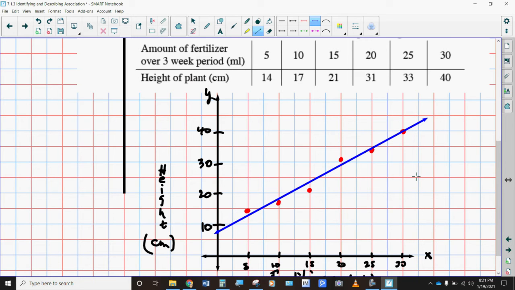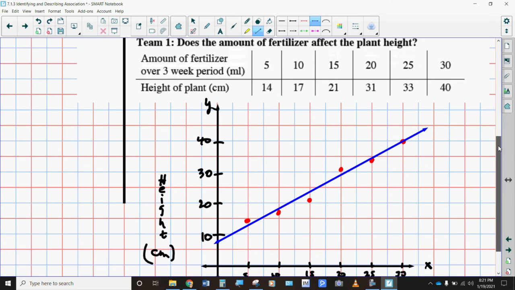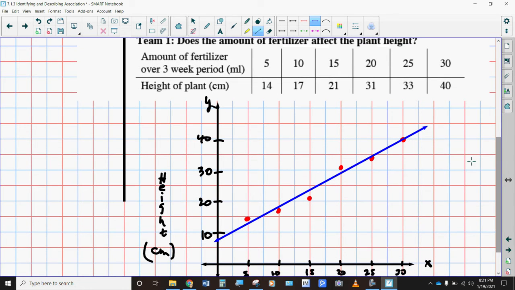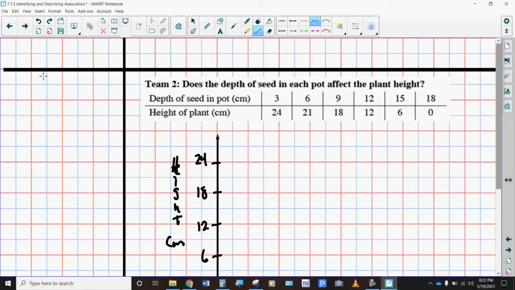Okay, so I just showed you how to do this one. What we're going to do is the next 4, and I will pause the video. I will show you all the data. You pause the video and you create the coordinate grid and then plot the points, and then you make up your mind yourself. Does there appear to be a connection between the amount of one thing affecting the height of the plant? Okay, so here are the different tables, but I've gone ahead and done it like this.